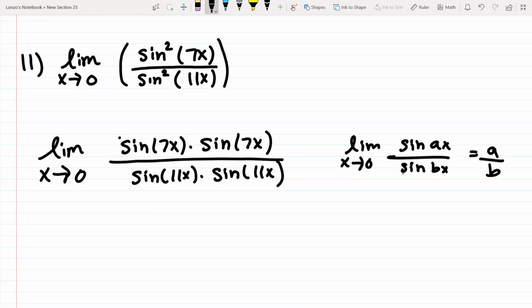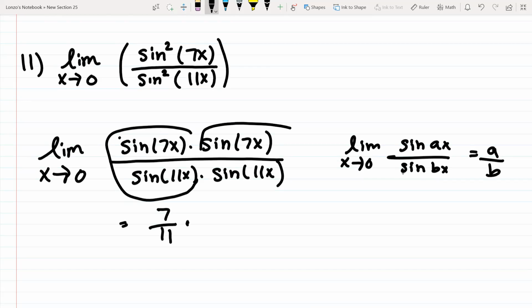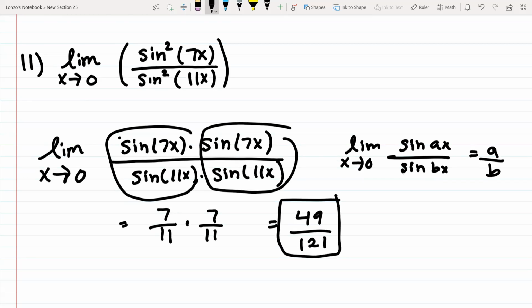So this one here is going to be 7 over 11 times, and then this one here is equivalent to saying 7 over 11, which is going to be 49 over 121. Okay, that's number 11.